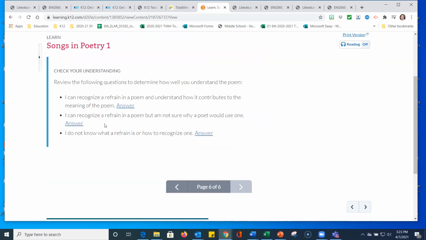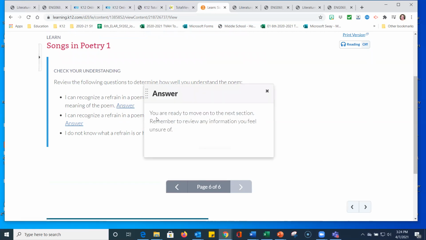Slide 6. Check your understanding. Review the following questions to determine how well you understand the poem. I can recognize the refrain in a poem and understand how it contributes to the meaning of a poem. You are ready to move on to the next section. Remember to review any information you feel unsure of.